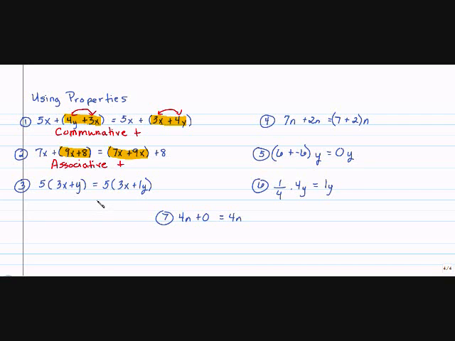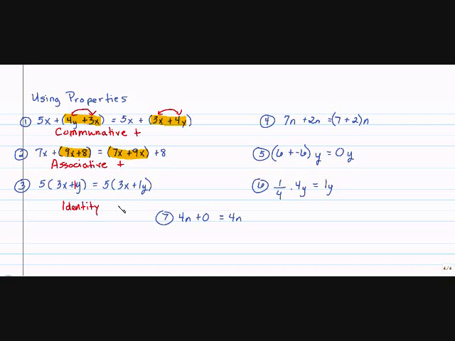Now let's take a look at this one. 5 times 3x plus y. Well, that looks like the distributive property. Let me double check the other side. 5 times 3x plus 1y. Isn't 1y the same as y? If it's the exact same thing on both sides, it's the identity.